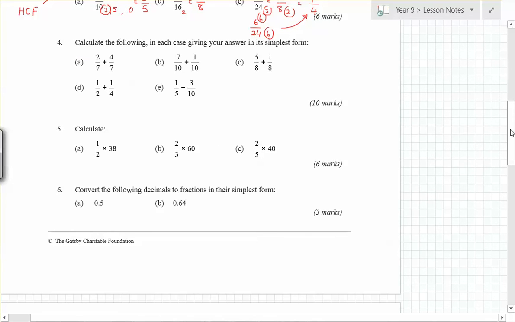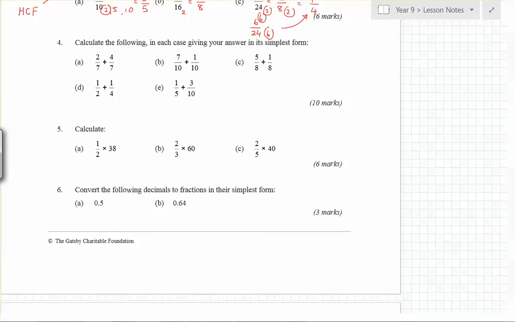Now, here's the thing, adding fractions. So, what's the one thing we know when we have to add or subtract fractions, Millie? You're timesing it. No. When we add fractions, it has to have the same denominator.